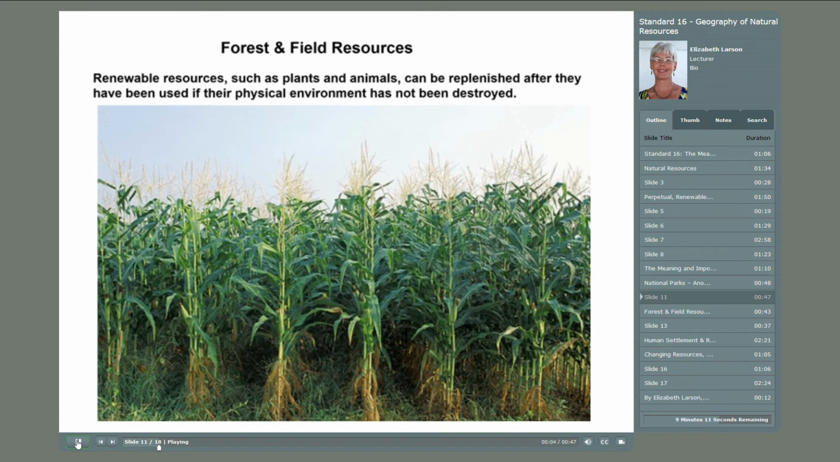Renewable or potentially renewable resources, such as plants and animals, can be replenished after they have been used if their physical environment has not been destroyed. In this slide we see a cornfield that is used to raise corn that will be used to produce ethanol. We can plant corn for several years in the same field, but eventually that field will become depleted of nutrients because corn takes nitrogen, an essential plant nutrient, from the soil. For a year or two, rotating the crop by planting soybeans, alfalfa, or another leguminous plant will replenish and extend the land's productivity.